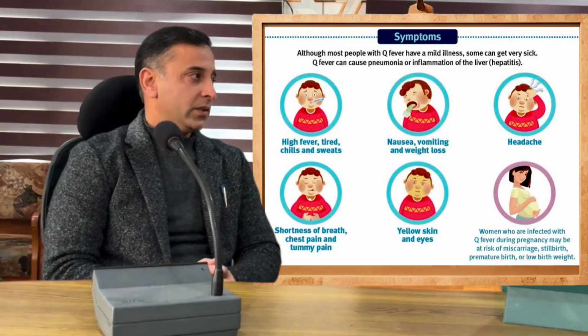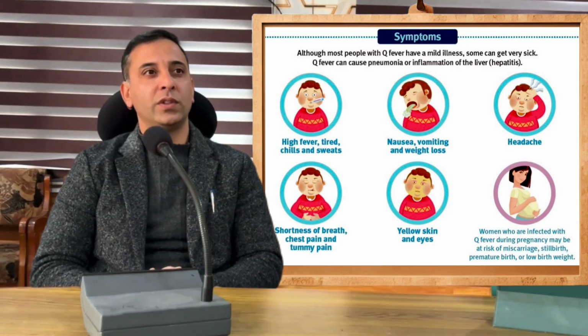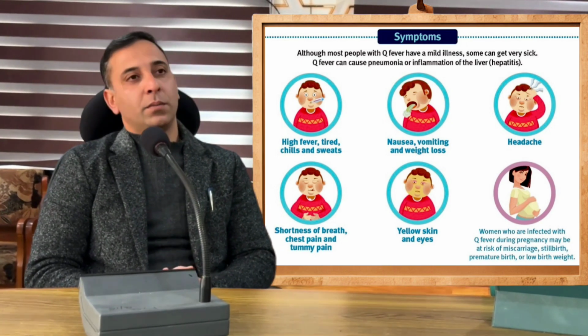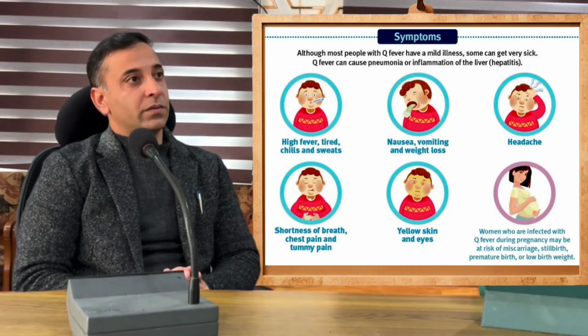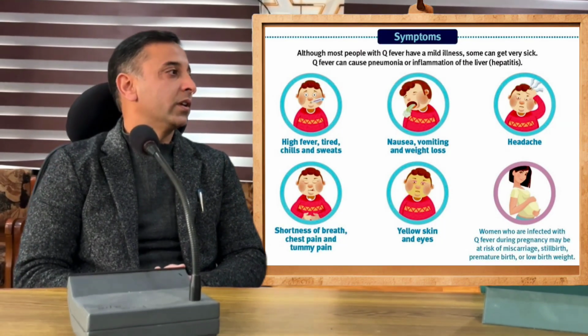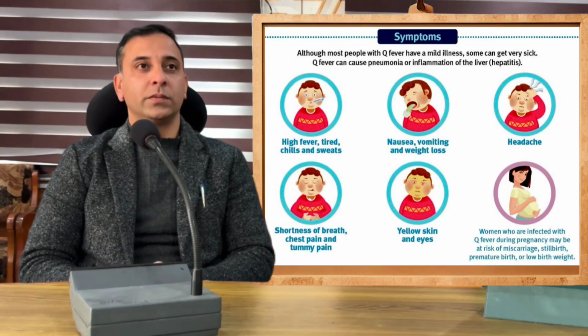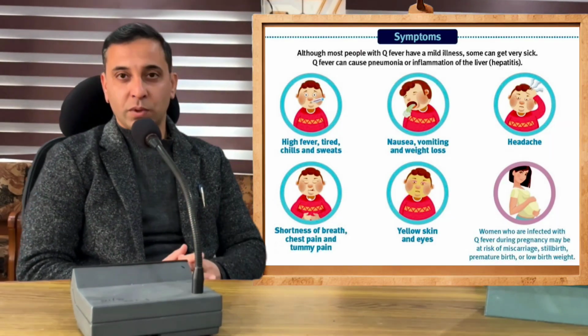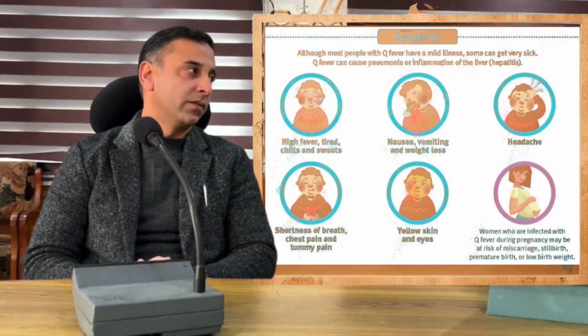Then coming to the symptoms in animals. In animals, they are usually asymptomatic, but the most common clinical manifestation is abortion and stillbirths. There is retained placenta. There is reduced milk production in animals. So it puts an economic burden on the farmers as well.